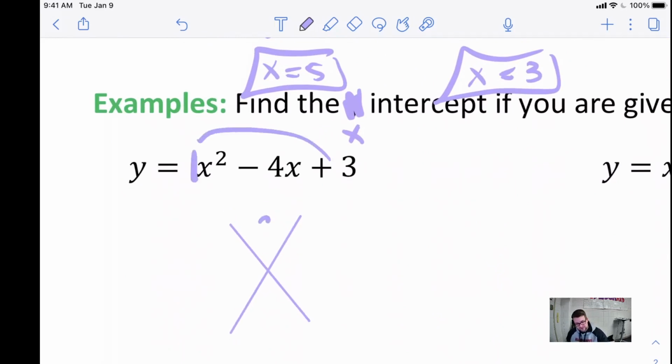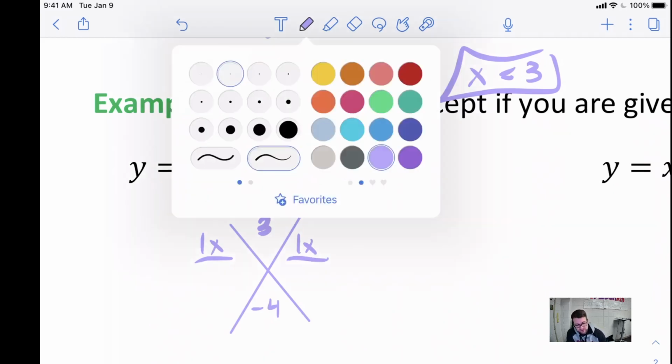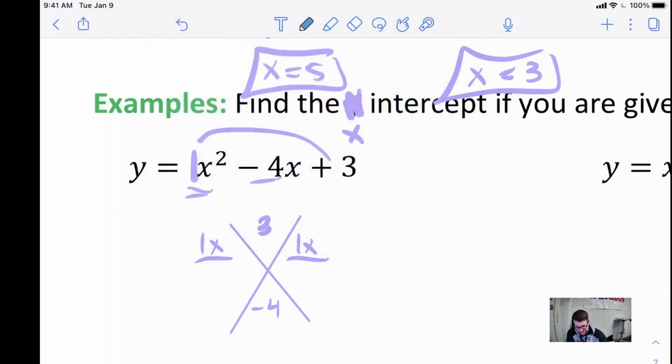1 times 3 gives us a 3 up top. -4 goes on the bottom. This will be 1x and 1x. We're looking for two numbers that multiply to give us 3, that add to give us a -4. And of course, that will be, I think, a 3 and a 1, but I think they both need to be negative. So -3 and -1 would work there, and -3 plus -1 would work there.